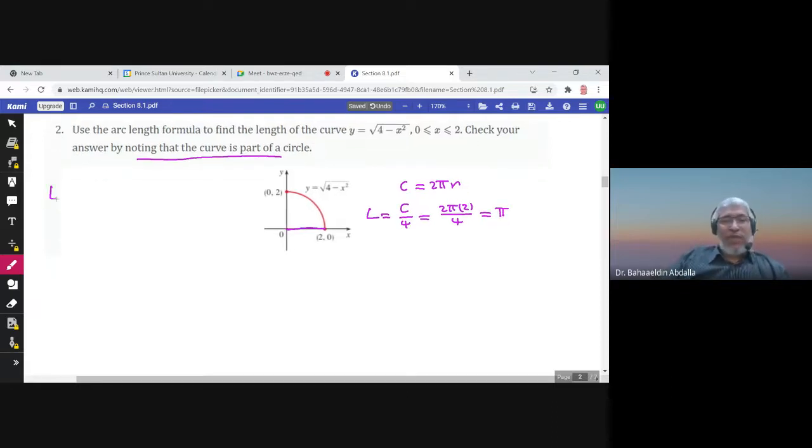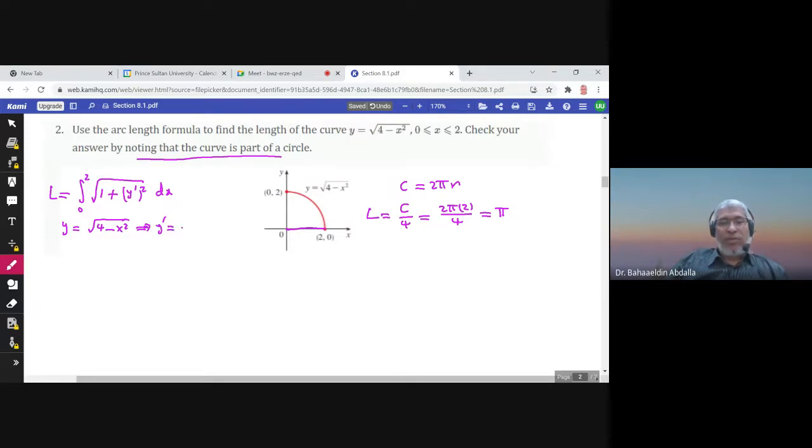Well, this is using geometry. Let us find L now using the formula. So we know the formula, it is the integral where x runs from 0 to 2, square root of 1 plus y prime squared dx. So to use the formula, y should be written as a function of x, and y is written as a function of x. So let us find y prime.